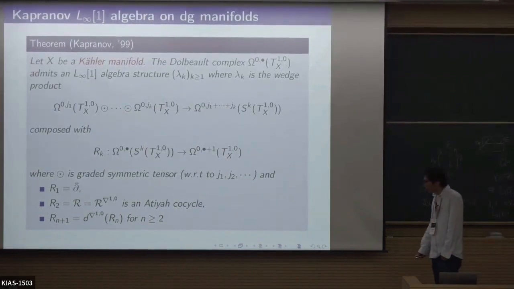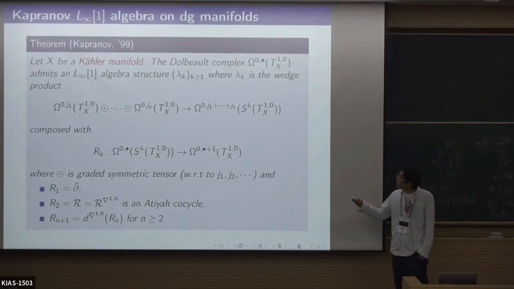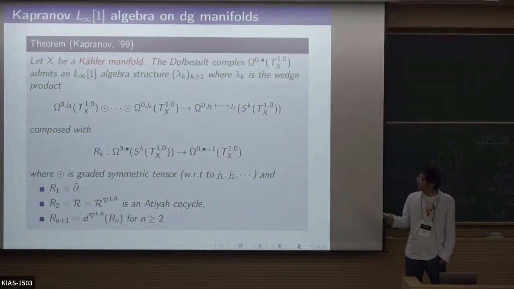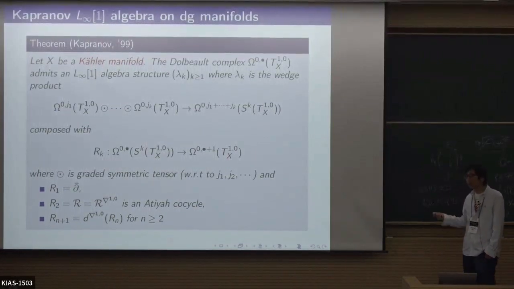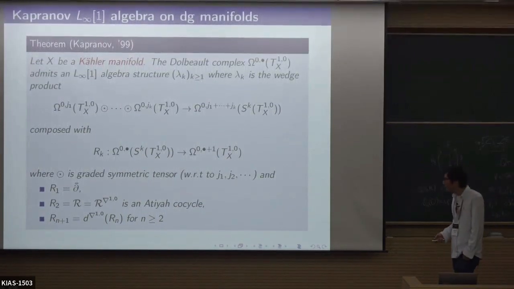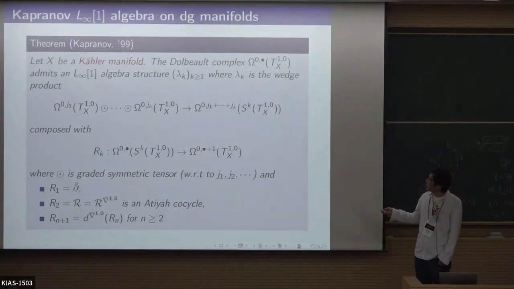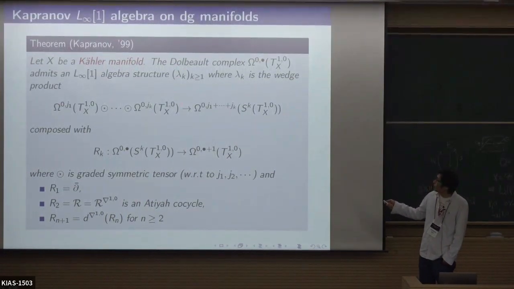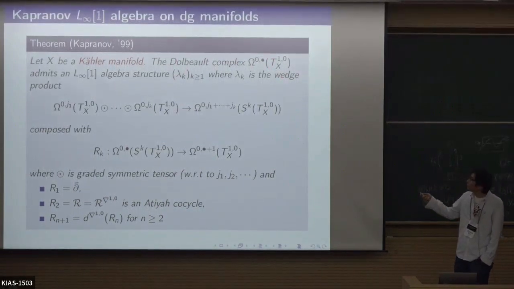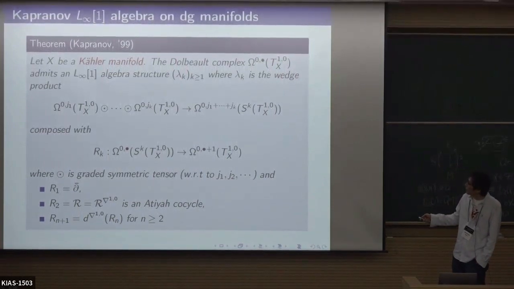Another thing that I want to conclude with is that in '99, Kapranov introduced the L infinity algebra coming from the Kähler manifold. He was studying the Rozansky-Witten invariant. And he introduced the L infinity algebra in the following way: if you have a Dolbeault complex with coefficients in the holomorphic tangent bundle, you get an L infinity algebra on this, where the differential is just the Dolbeault operator.